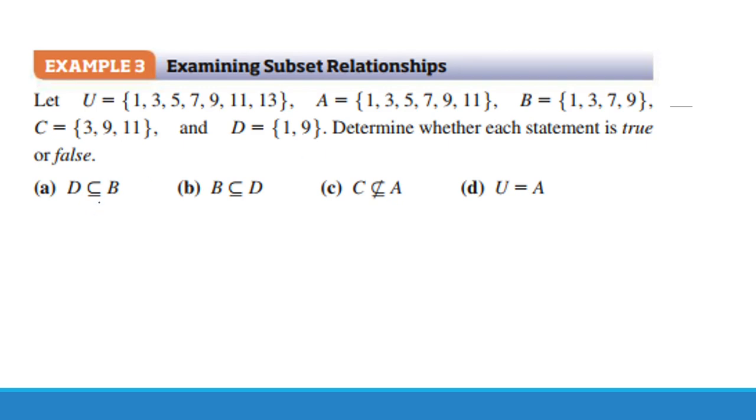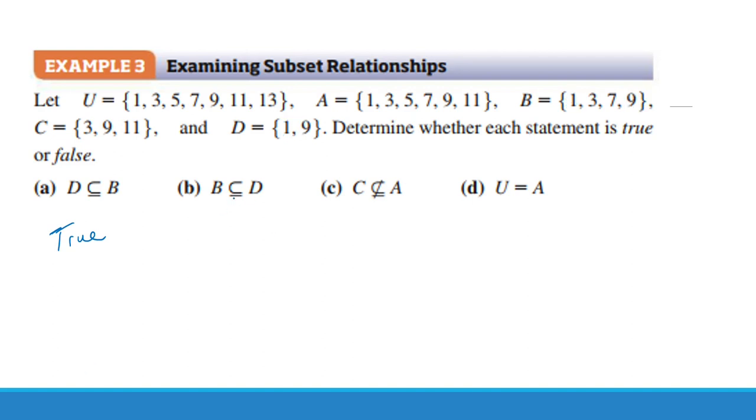D is a subset of B. Set D has the numbers 1 and 9, and 1 and 9 also appear in set B. So yes, it is true that D is a subset of B. We have the numbers 1, 9 also appearing in set B.